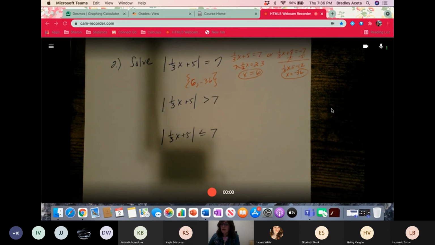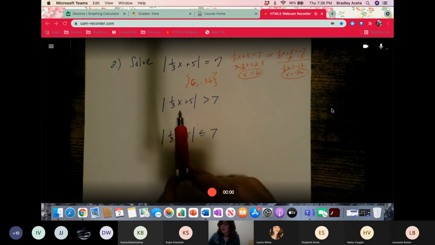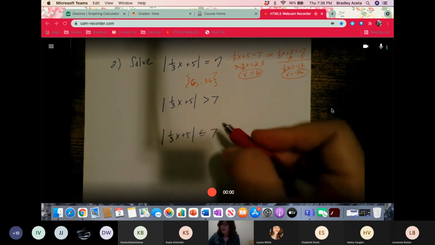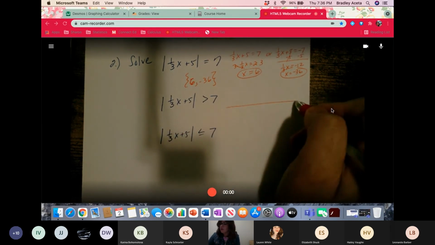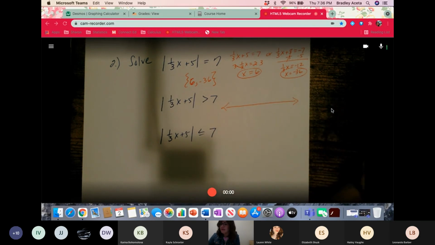Now, if you remember correctly, it's going to be the same with these. You're going to have the same boundary point. So what you could do is test zones.